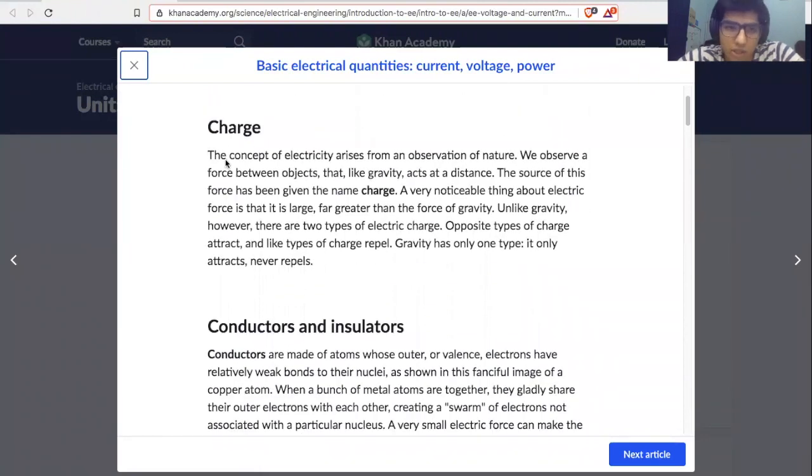So what is a charge? The concept of electricity arises from an observation of nature. We observe a force between objects that, like gravity, acts at a distance. The source of this force has been given the name charge. A very noticeable thing about electric force is that it's large, far greater than the force of gravity. Unlike gravity, however, there are two types of electric charge. Opposite types of charge attract, and like charges repel. Gravity has only one type, it attracts, never repels.